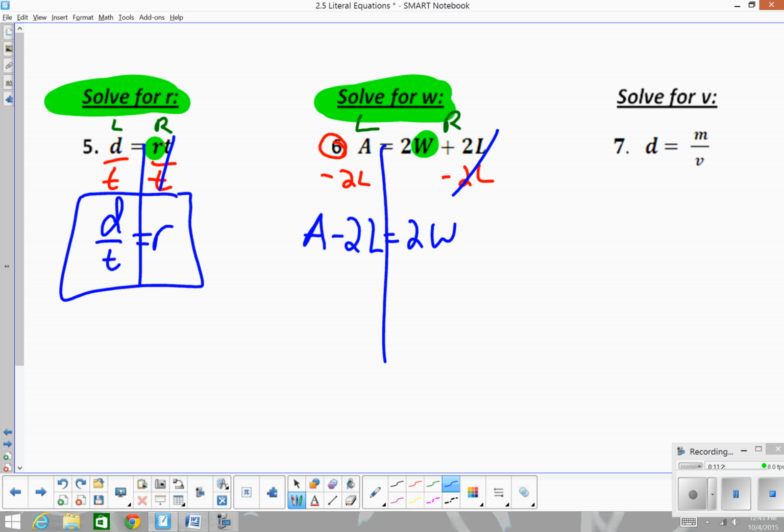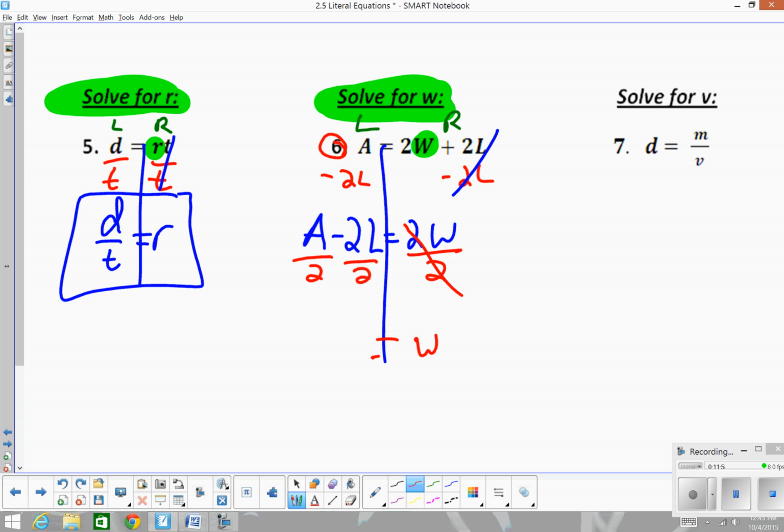Okay, last thing, we want to get rid of that 2 in front. Okay, when I want to get rid of that 2 in front, I do the opposite of the operation. This 2 is multiplying w, so I want to divide by 2. I want to divide everything by 2. Okay, cool. So now when I go ahead and simplify, I'm going to be left with 2 divided by 2 is 1. I'm left with w.